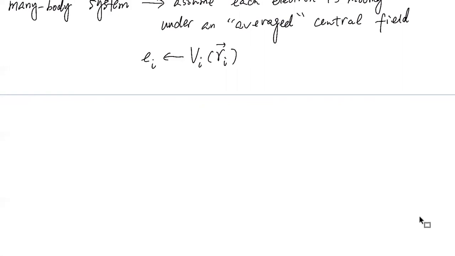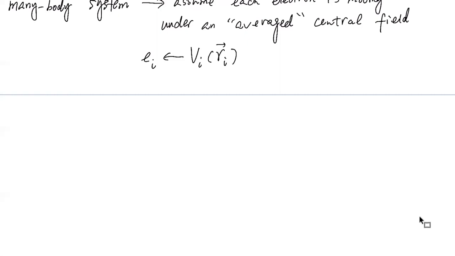This is a single variable function. So you do not have an r_ij term. You're sort of averaging all the electron-electron interaction. So essentially, you're reducing, approximately of course, this many-body system into an effective single particle problem. All right, this is the key here.